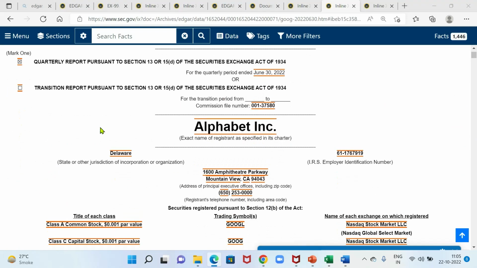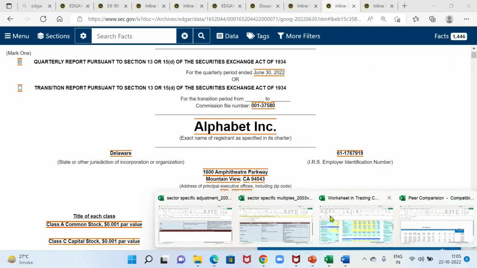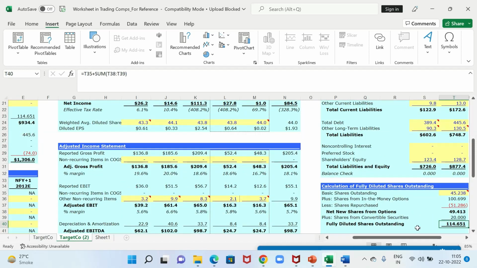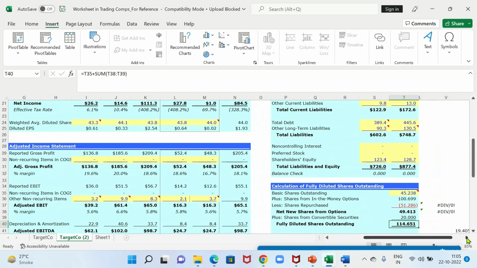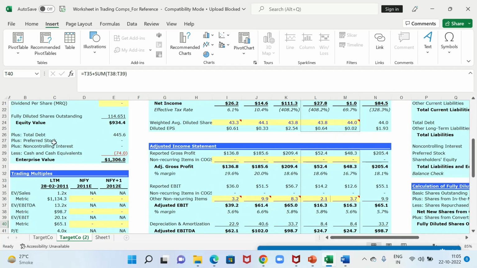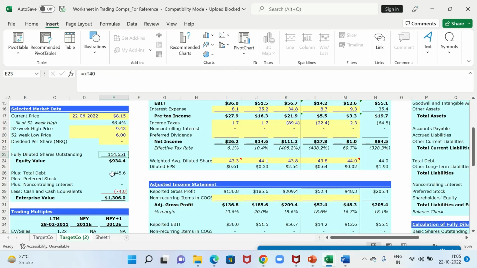This is for a different company and the shares are from a different company. So if you go to control and go to this tab, the sheet is linked. So fully diluted shares. This is a summary of selected market. Right on left, everything is available.